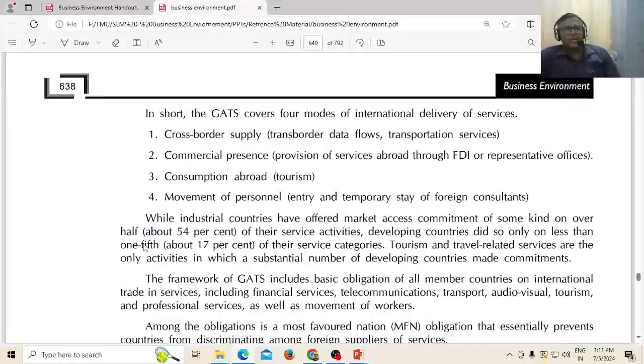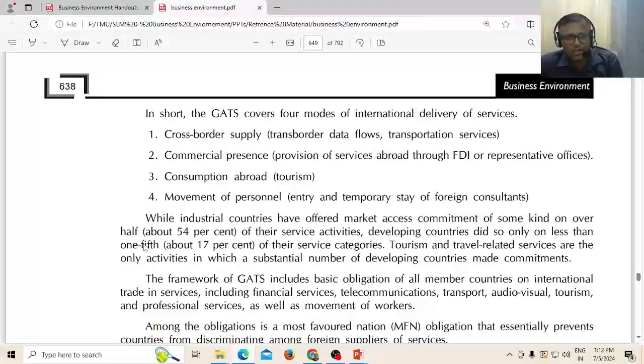Thus, in short, the GATS covers 4 modes of international delivery of services. First is cross-border supply, called trans-border data flow, transportation services. Second is commercial presence, provision of services abroad through FDIs or representation offices. Third is consumption abroad, tourism. Fourth is the movement of persons, entry and temporary stay of foreign consultants.